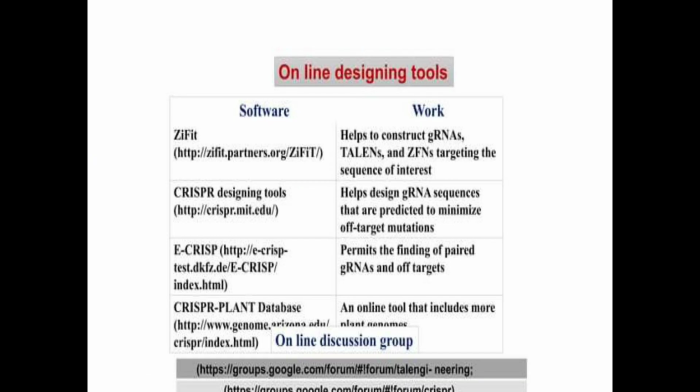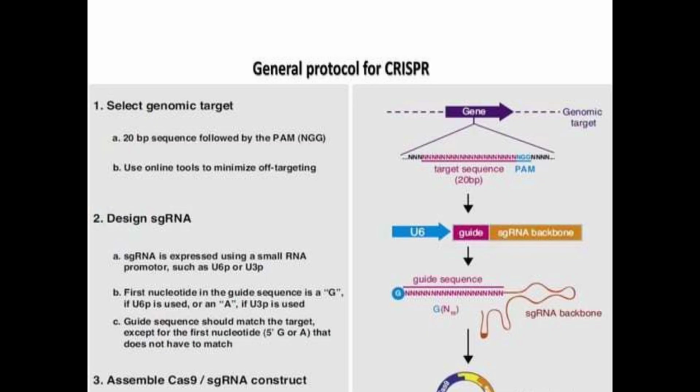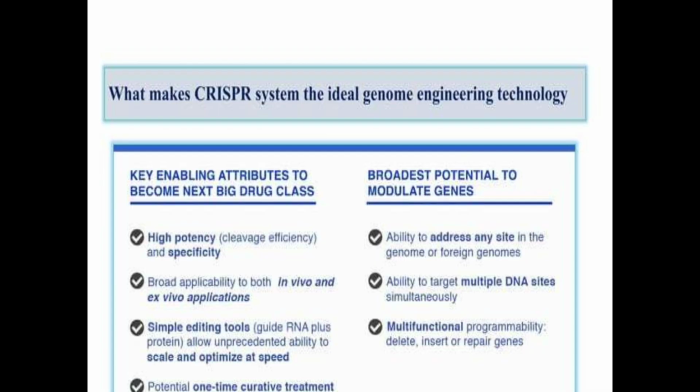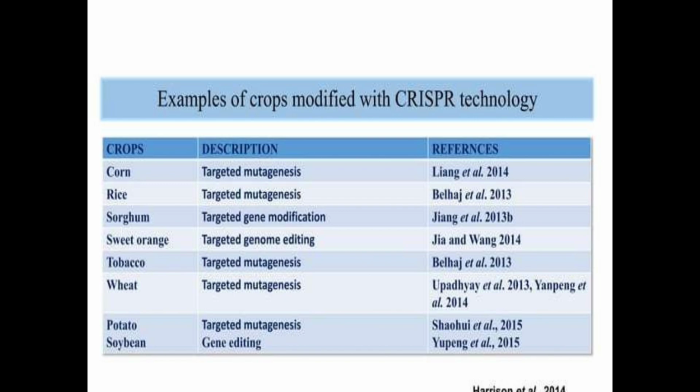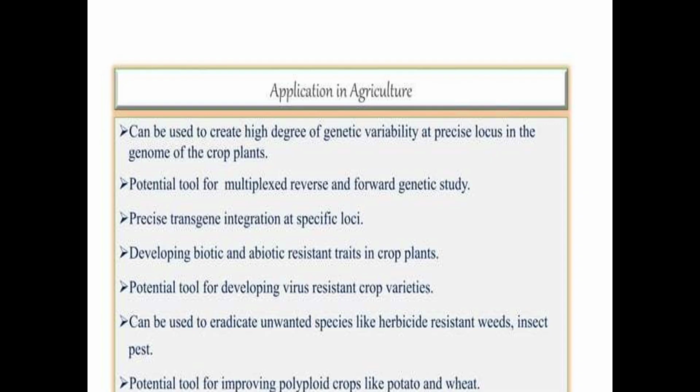It is the versatile nature of the CRISPR technology, which in turn is used as a tool to edit not only the plant genome but also the human genome. Here is the general protocol for the CRISPR. So this is the advantage of our CRISPR technology. This is an application of CRISPR Cas9 in agriculture.